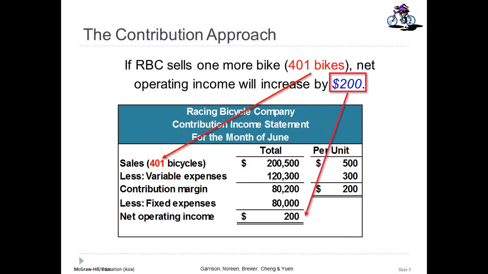Now let's say that this company sells 401 bicycles. So 400 was break even, and an extra 1 bicycle should suggest that $200 of profit is made. The first 400 bicycles cover your fixed expenses, and the 1 additional unit is your profit.